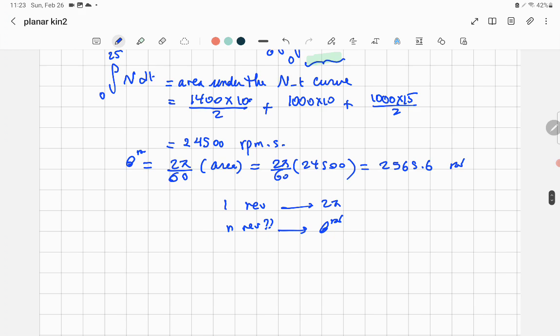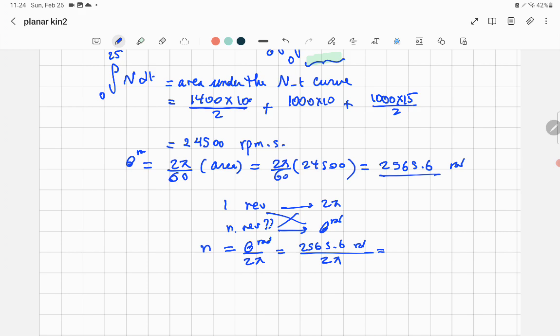I want to find n, the number of turns or revolutions the fan will make before it stops. So n will be equal to theta divided by 2 pi. You take this result, 2565.6 radians, divided by 2 pi, and you get the number of revolutions until it stops. Let me calculate it here for you.